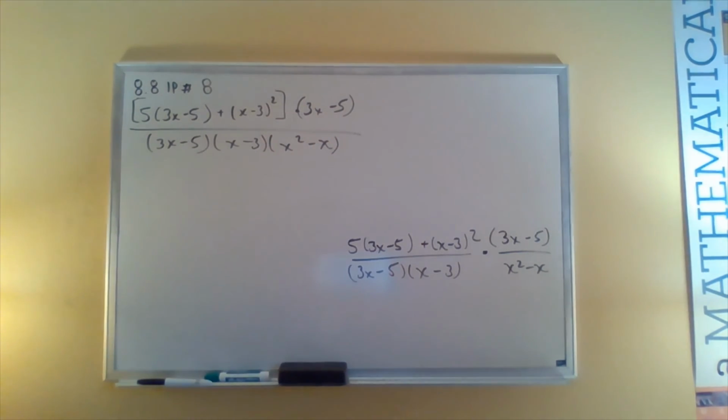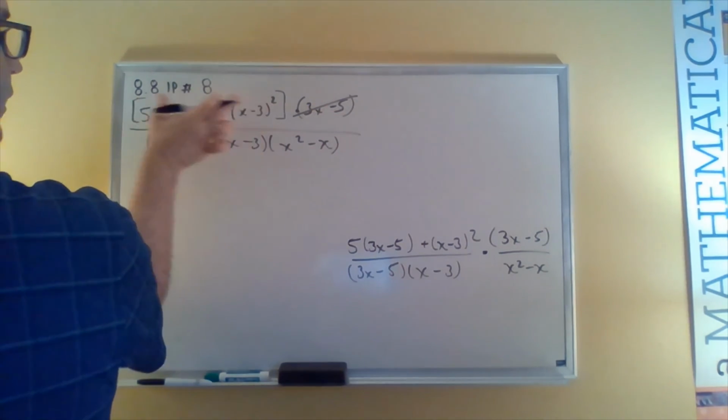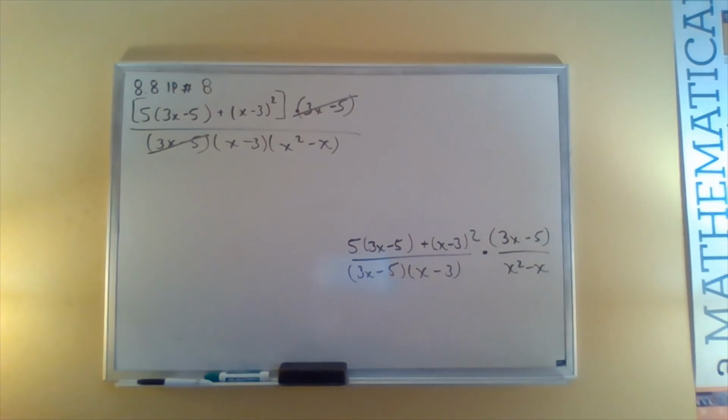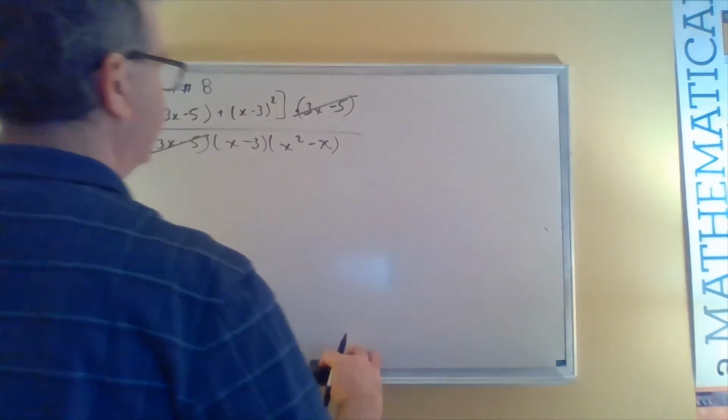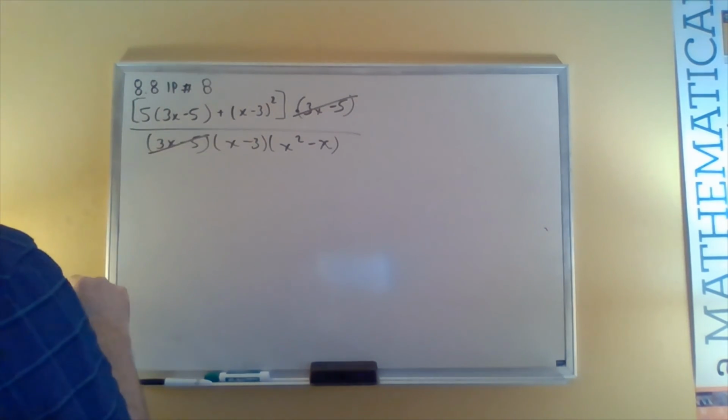So, is there any simplifying I can do off the bat here? I see one. I can take 3x minus 5. That's a factor. Since I'm multiplying times this entire set of brackets, that is a factor, so I can cancel that out. So I get some more room. Now I'm going to go ahead and multiply these things out and see what I get.